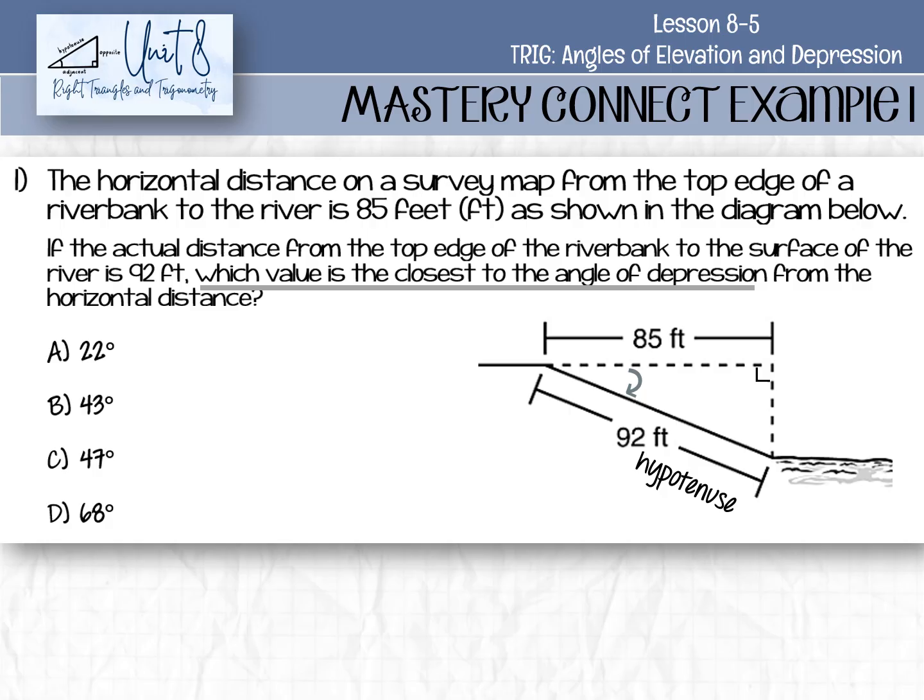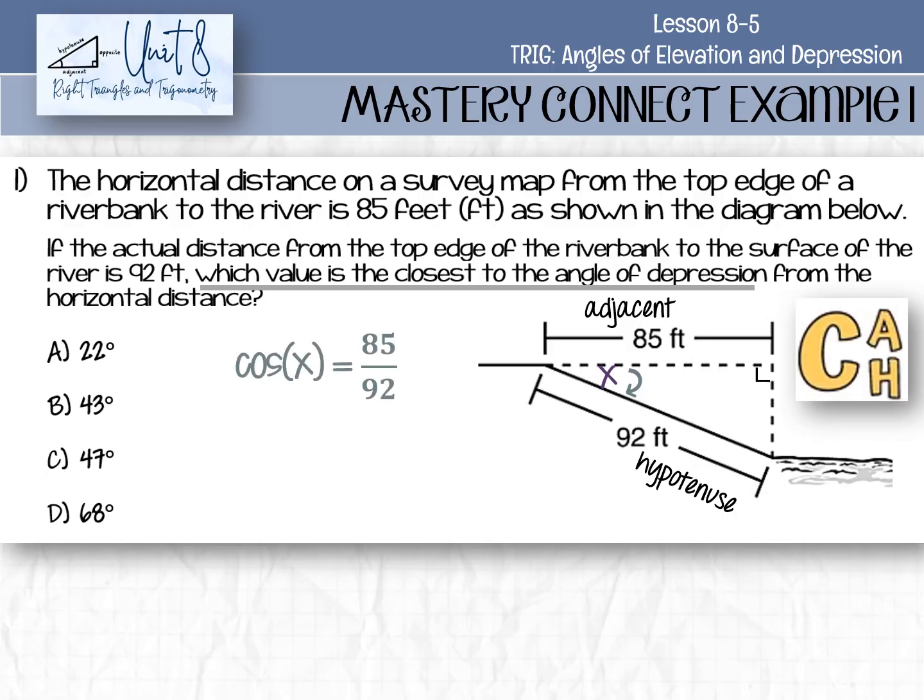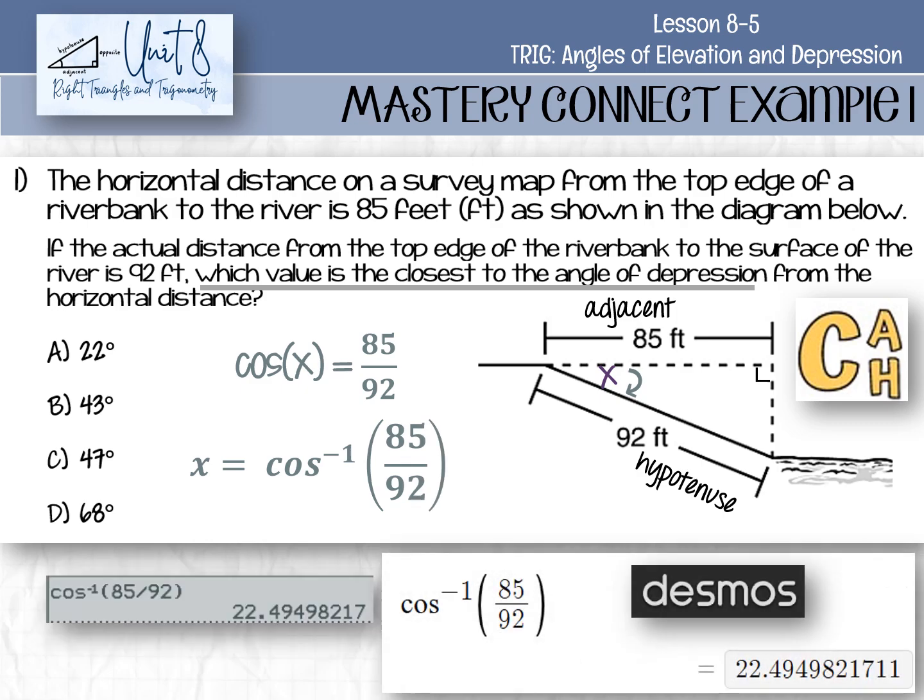This is the hypotenuse in that right triangle. This is adjacent. So this is going to be cosine. So cosine of our angle, we'll call it x, is 85 adjacent over 92 hypotenuse. To undo cosine, we do the inverse cosine of 85 over 92. Graphing calculator, Desmos, whichever you want. We have A, 22 degrees, final answer.